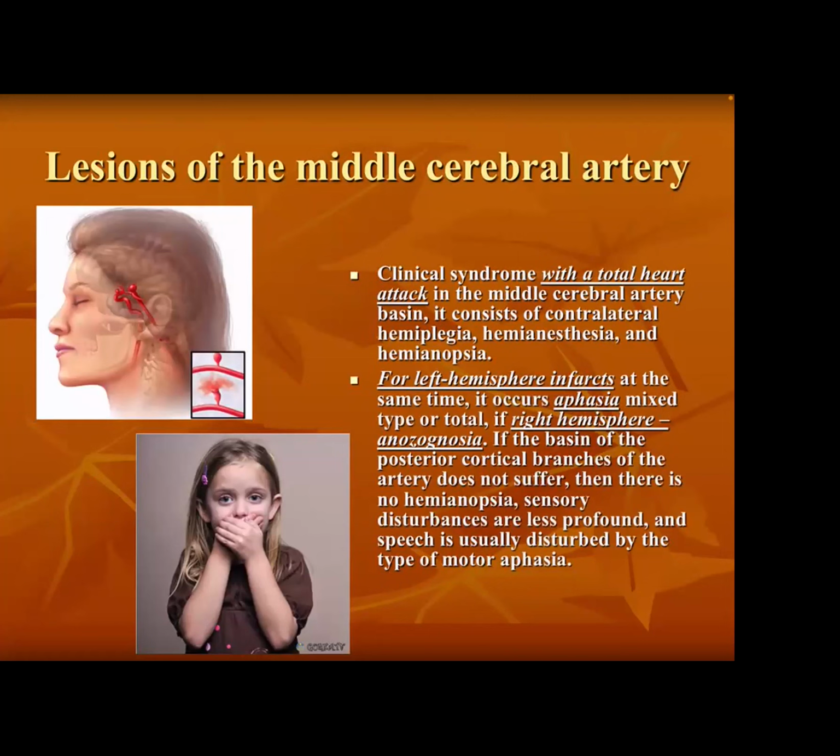Lesions of the middle cerebral artery. Clinical syndromes with a total infarct in the middle cerebral artery basin consist of contralateral hemiplegia, hemianesthesia, and hemianopsia. For a left hemisphere infarct, aphasia occurs at the same time, mixed type or total. If the right hemisphere is affected, anosognosia occurs. If the basin of the posterior cortical branch of the artery does not suffer, then there is no hemianopsia. Sensory disturbances are less profound and speech is usually disturbed by the type of motor aphasia.